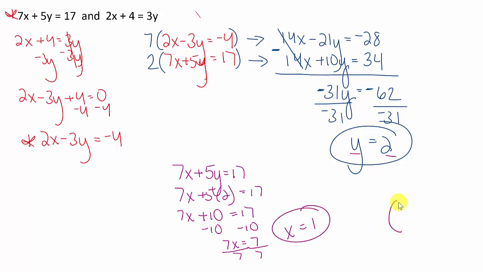So my coordinate pair, we solved for y first. We have to make sure that we always write the x first in our coordinate. So x is 1 and y is 2. And that's the solution to my system of equations.